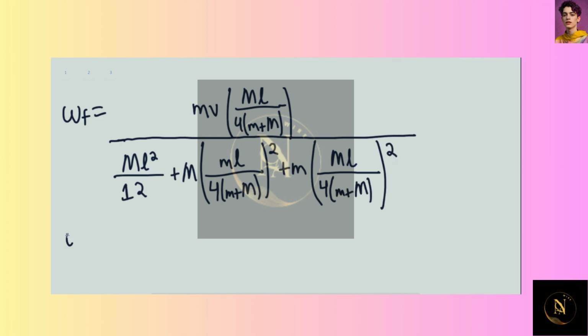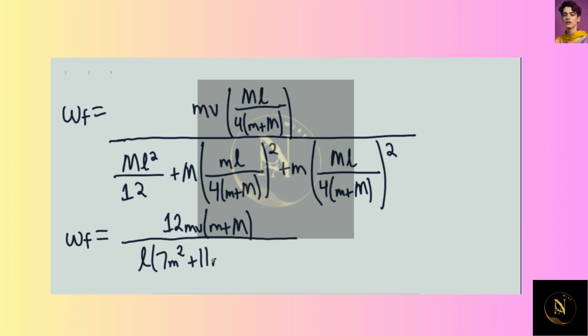And the final angular velocity is then equaling 12 mv times the sum of the masses divided by L multiplied by 7m squared plus 11m times M, the mass of the clay times the mass of the rod, plus 4 times the mass of the rod squared.